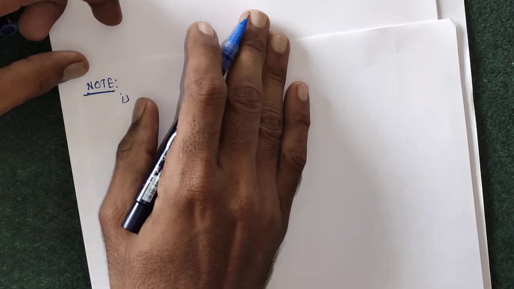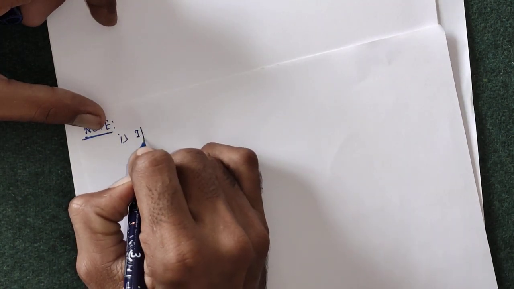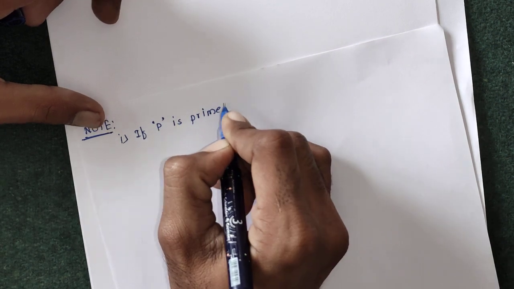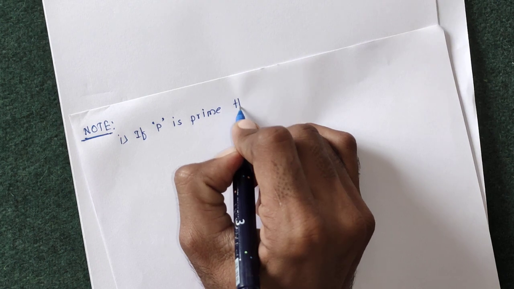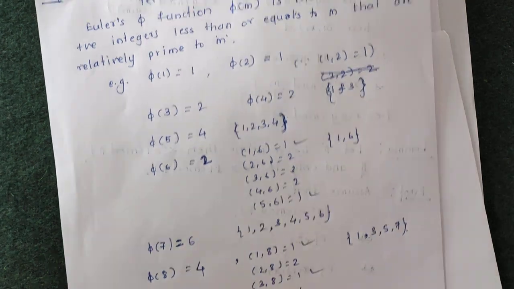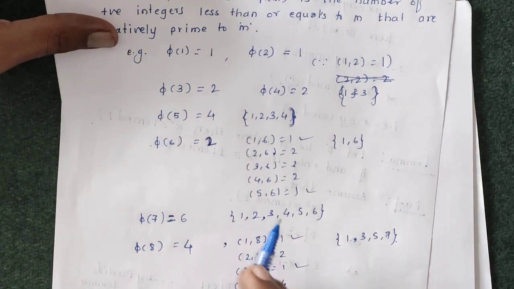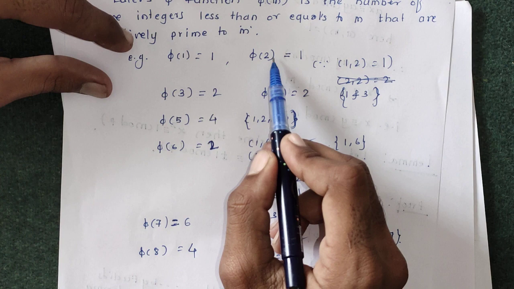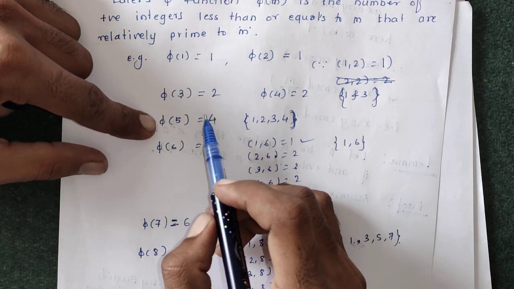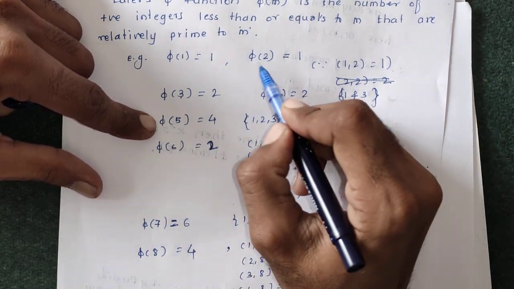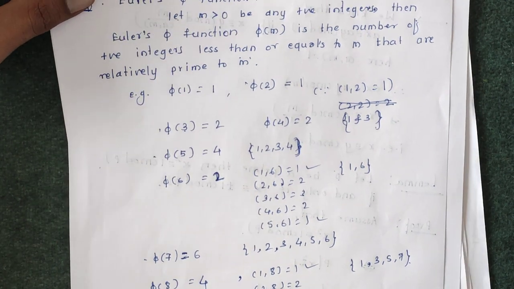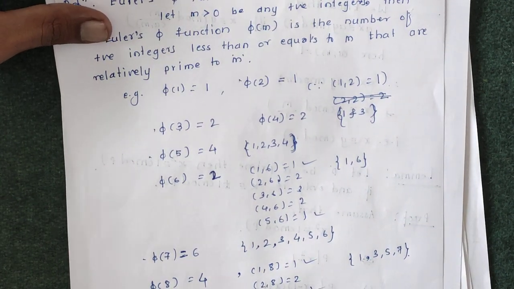The first note is, if p is prime, then phi of p is equal to... From these 8 numbers, 2 is a prime number, 3 is again a prime number, 5 is a prime number, 7 is a prime number. There are 1, 2, 3 and 4 primes, and for every prime we can find a result.